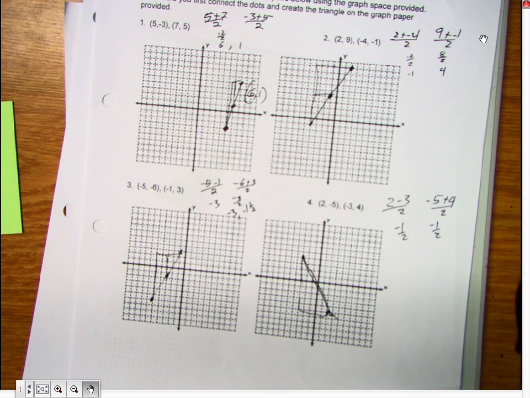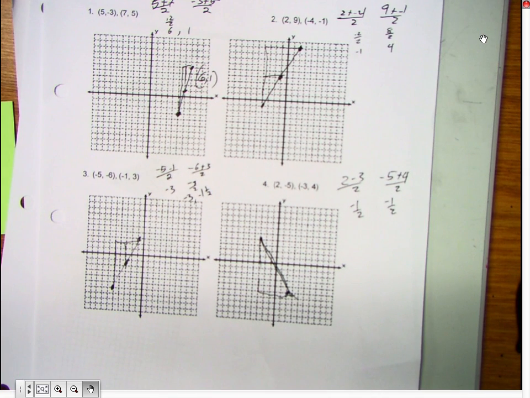Okay, number 4, I get -1/2 and -1/2. Any questions on any of these? Okay, let's look at the distance formula then.